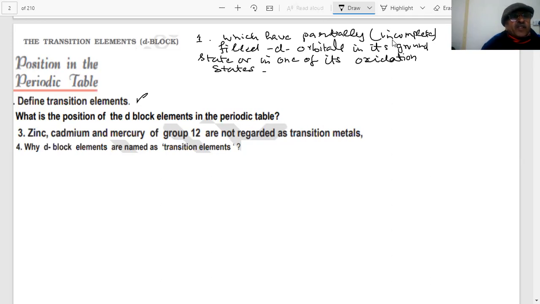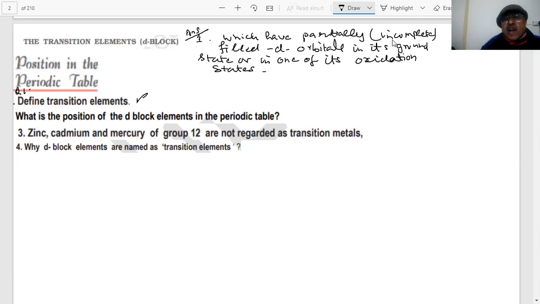This is the first question which I put, students. This is my question 1. What is the answer you are writing in the exam? What are transition elements? Just read what answer I've written. Sir, which has partially incomplete filled d orbitals in its ground state or in one of its oxidation states.